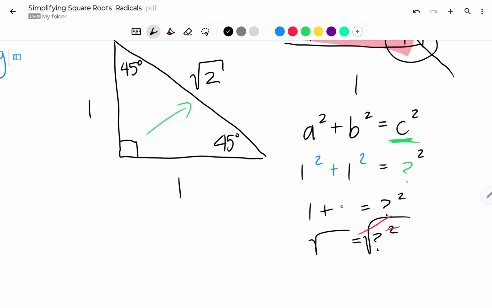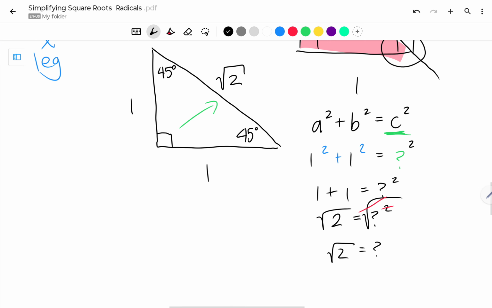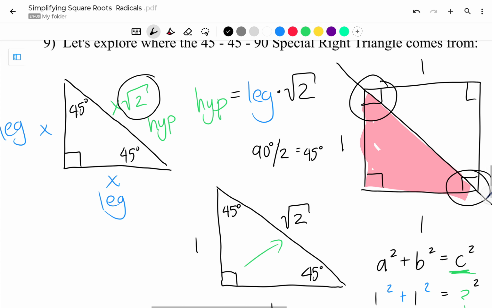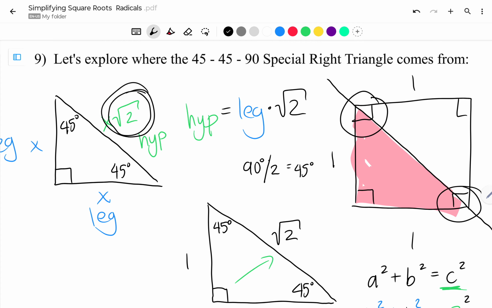Let me just plug these numbers back in. And square root of 2. That's where that square root of 2 comes from. It comes from a square. Oh, it's funny, square. And that's where this square, it's always going to be square root of 2.